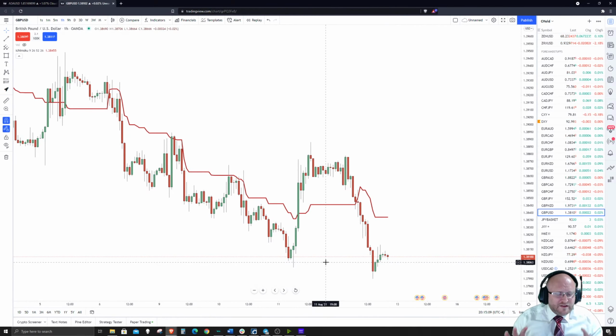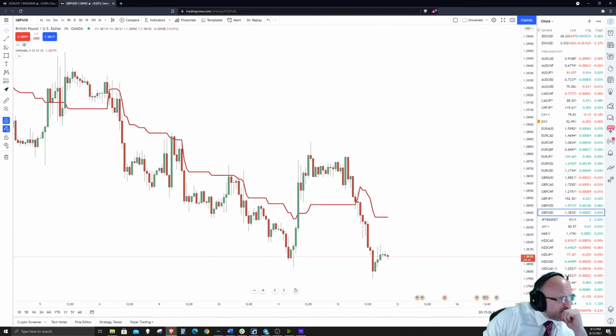Price does not like to be far away from the Kijun-sen. I call it the max mean. There's only a certain distance that price likes to get before it wants to correct or stay put, and then the market will come back into equilibrium.